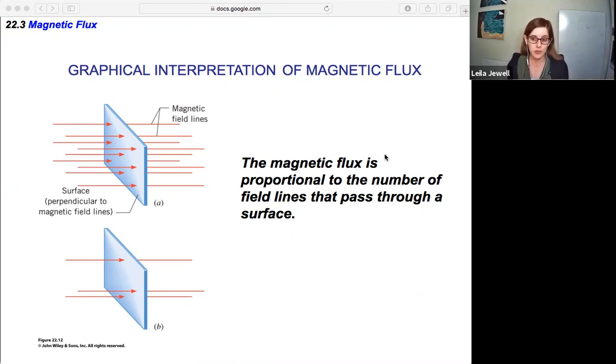This magnetic flux we will see is the crux of the next section, where we'll take a look. Stick around.